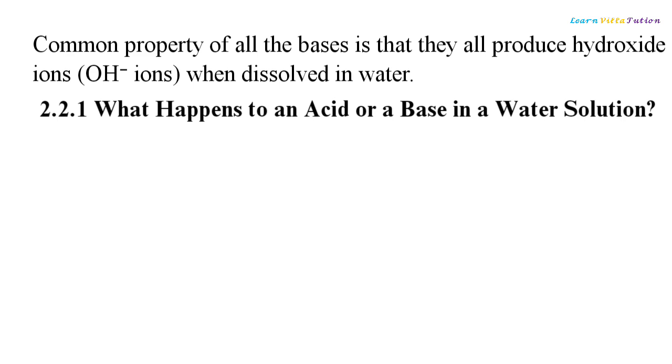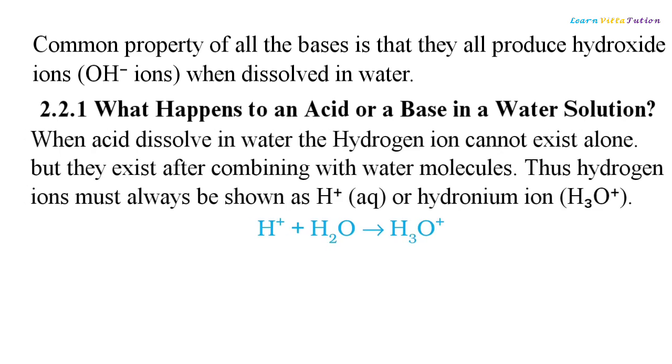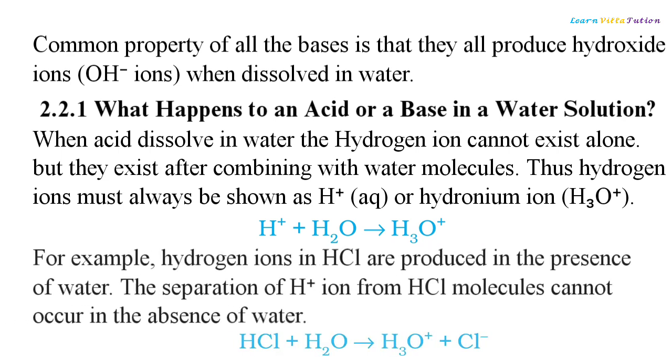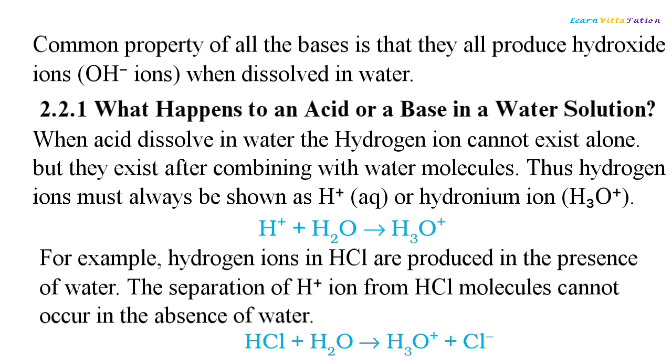What happens to an acid or a base in a water solution? When acid dissolves in water, the hydrogen ion cannot exist alone. But they exist after combining with water molecules. Thus hydrogen ions must always be shown as H+ or hydronium ion. The reaction is given below. For example, hydrogen ions in hydrochloric acid are produced in the presence of water. The separation of H+ ion from HCl molecules cannot occur in the absence of water.